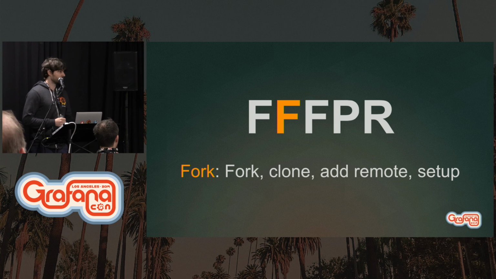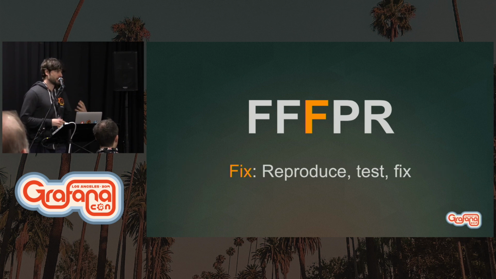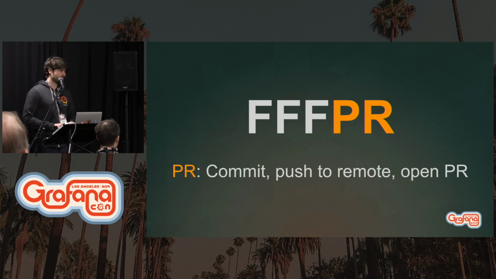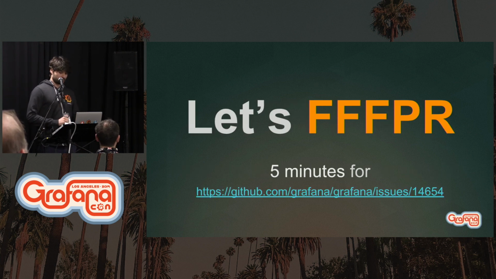And then the next thing you're going to do is fork the repo, clone it, or add the remote, and then set up your development environment. And then you get to the fixing step, where you try to reproduce it first, because maybe it's already fixed in master. And then ideally you also write a test and fix it. And then the last step is the pull request: you commit your fix, you push to a remote, and you open the PR.